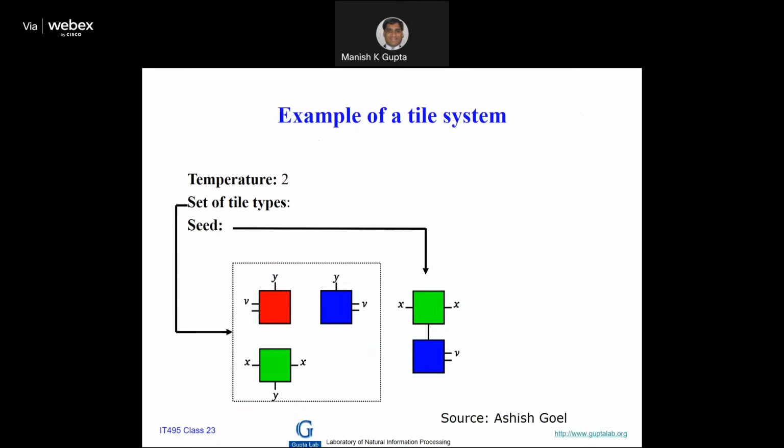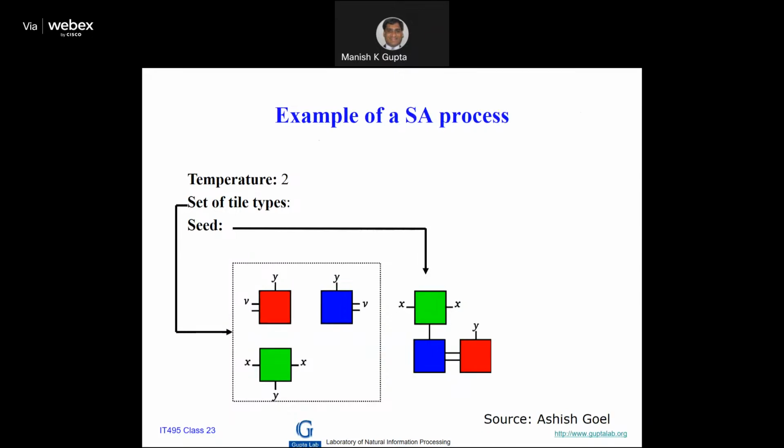So now you see, red will come here. Now we have X and Y left. Which one can come here now? Green. And remember, whenever we combine, the glue strength is bigger than or equal to the temperature. That condition is met. The label should match, and the combined glue strength should be greater than or equal to the system temperature. This is how the assembly will grow.